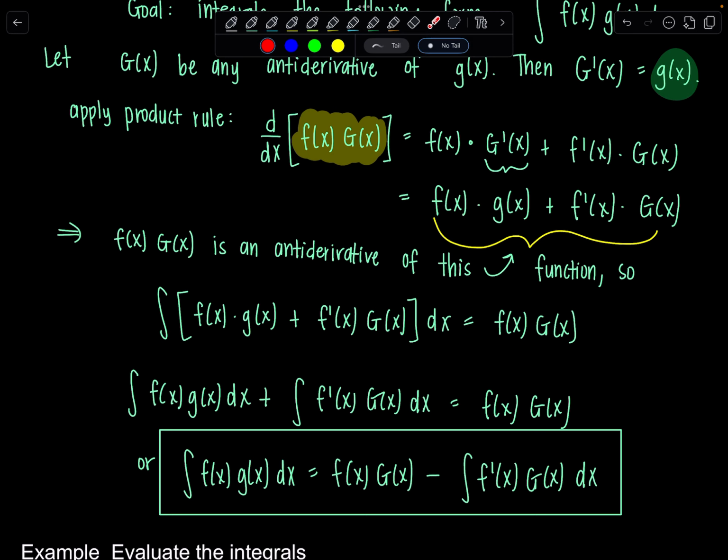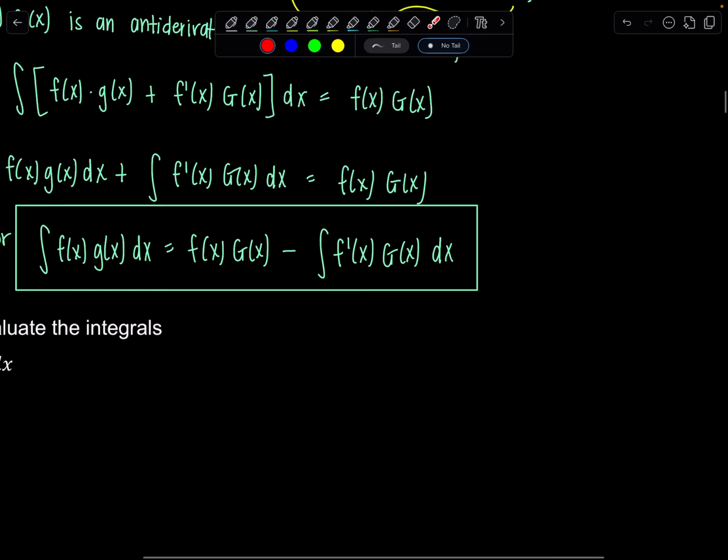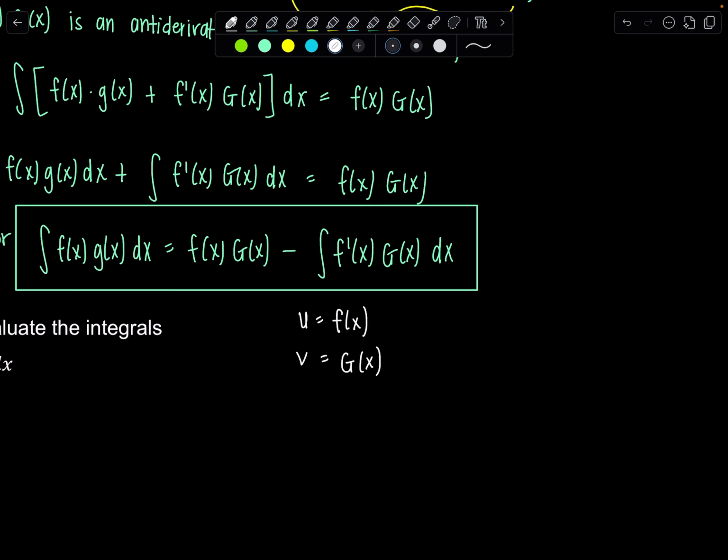But to make things a little simpler, we rename the functions f of x and g of x. Let me show you. In practice, we let u equal f of x and little v be capital G of x. Then du is going to be f prime of x dx, and dv would be g prime of x dx, which we know is our little case g of x dx. If I use this renaming, then this formula just becomes a lot easier to recall.